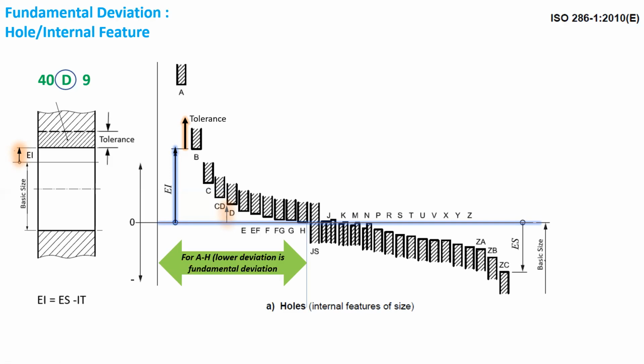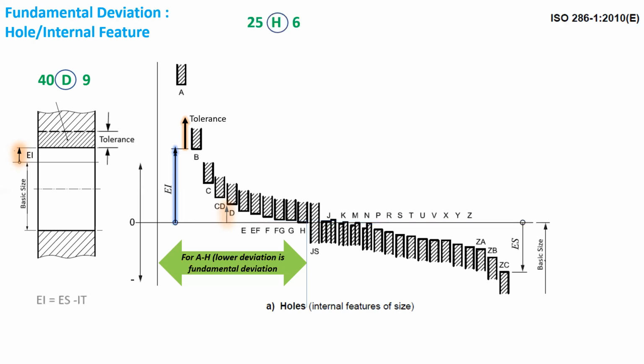From this figure, we can see that for A to H holes, the lower deviation is the fundamental deviation. One more thing we notice here is that as we move from hole A to hole H, the lower deviation becomes less and less until at H, the lower deviation becomes equal to 0. So for holes A to H, the lower deviation is the fundamental deviation, and the tolerance zone will extend upwards from the lower deviation.